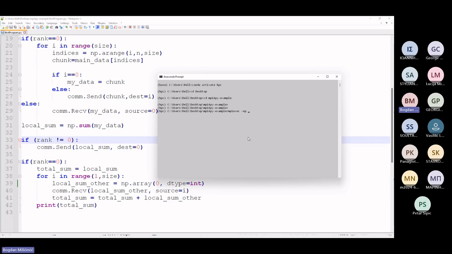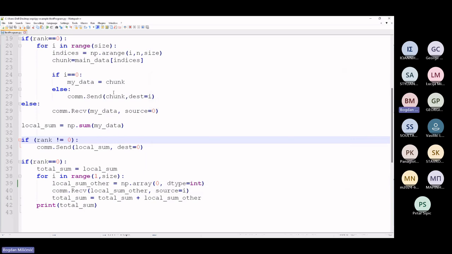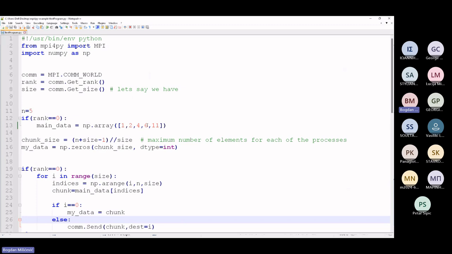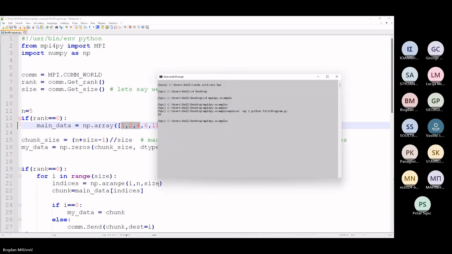Okay, then let's say just one process, and we are running our code. Okay, and so the sum is 24. We can check it. I think it is 7, yeah, it's 24. Okay, now we can run with 2. Of course, we will get the same results.